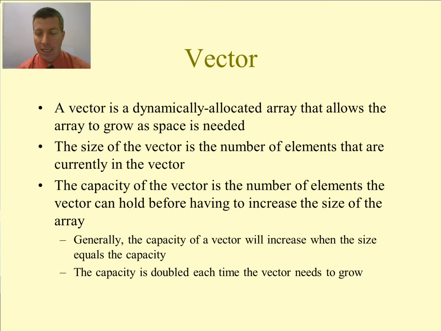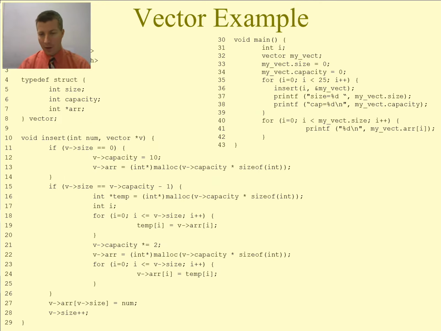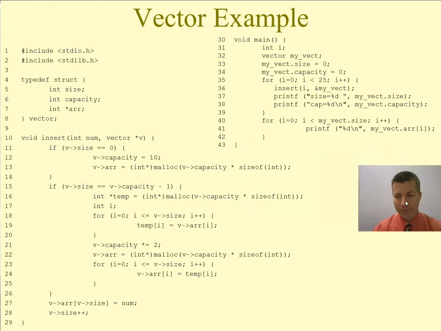Generally, the capacity is going to increase when the size equals the capacity, so it's not going to increase early. It's going to wait until you've inserted the capacity number of elements into your vector, and then it's going to increase. Typically, it's going to double. So if you started off with a capacity of 10, when you finally added your 10th element into your vector, it's going to dynamically grow to size 20, twice that size.